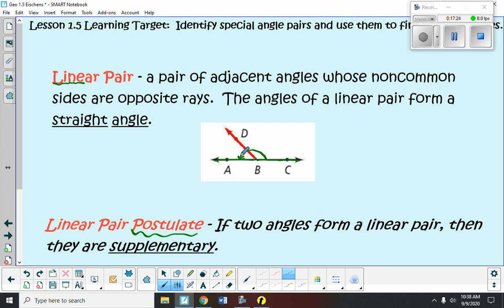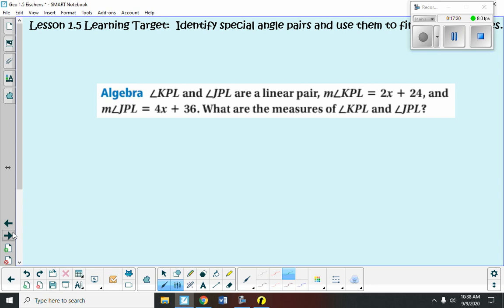So that is an accepted fact. It's a postulate. So they are supplementary. All right, so let's do a problem where we have to apply what we've just learned. It says angle KPL and angle JPL are a linear pair. It gives us the measures of each. What are the measures of the angles?